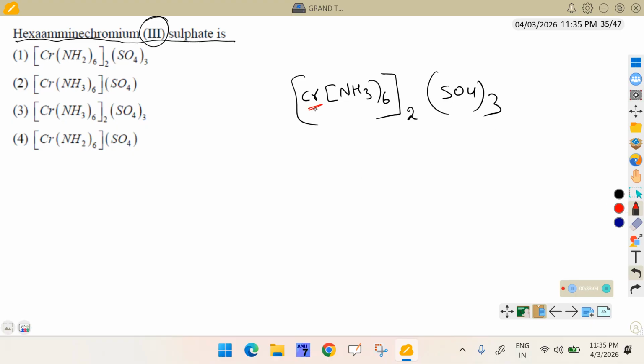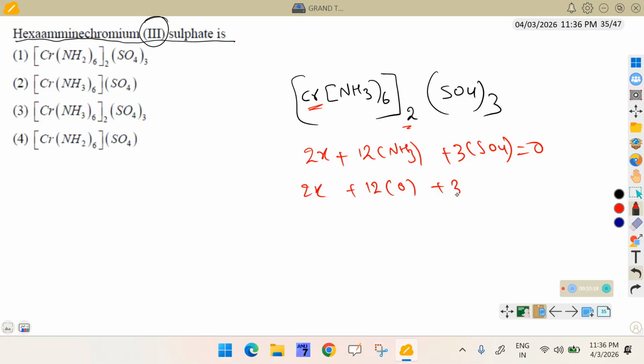2 chromiums, 2x plus 12 into ammonia plus 3 into SO4 is equal to 0. 2x plus 12 into 0 plus 3 into minus 2 is equal to 0. 2x is equal to 6. x is equal to plus 3. Third option correct.